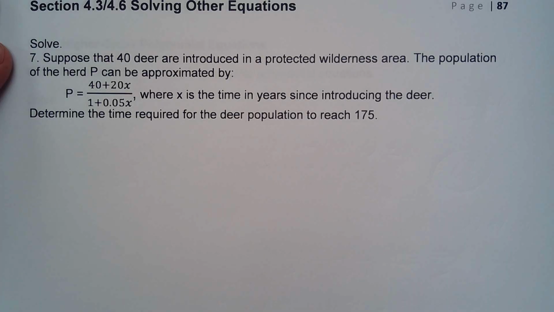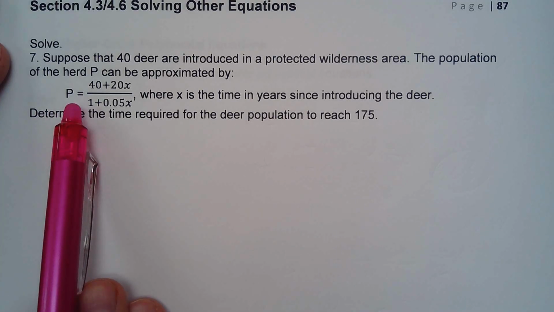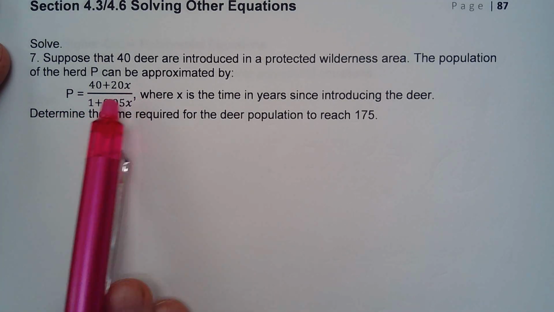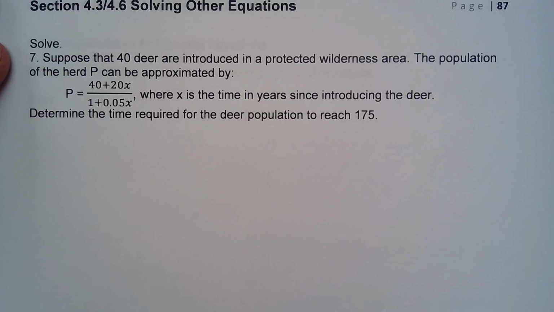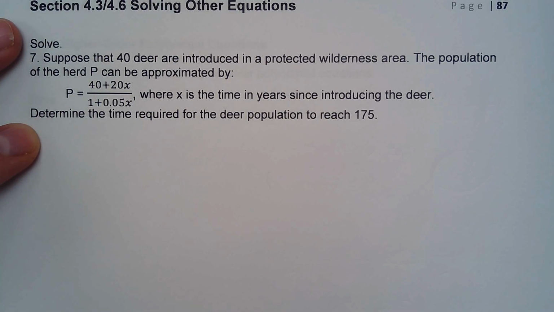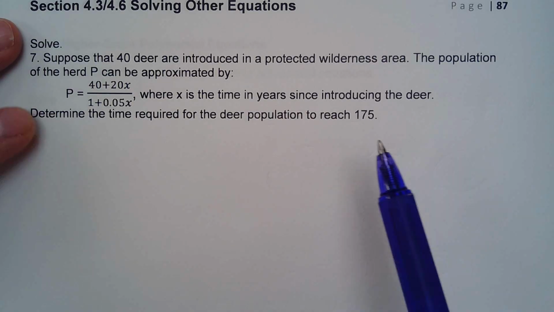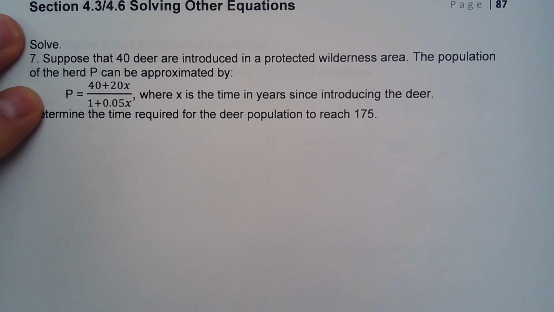So let's suppose that 40 deer are introduced in a protected wilderness area. The population of the herd P can be approximated by P equals (40 plus 20x) all divided by (1 plus 0.05x), where x is the time in years since introducing the deer. Determine the time required for the deer population to reach 175. So what we're going to be doing is setting this equal to 175 and solving.